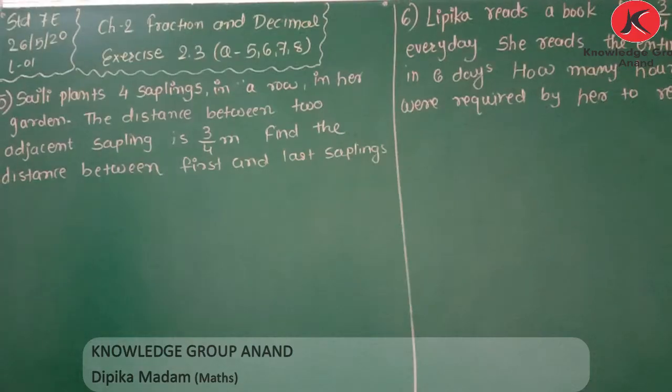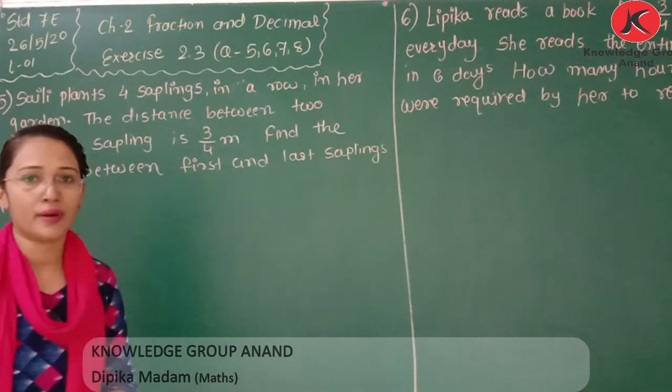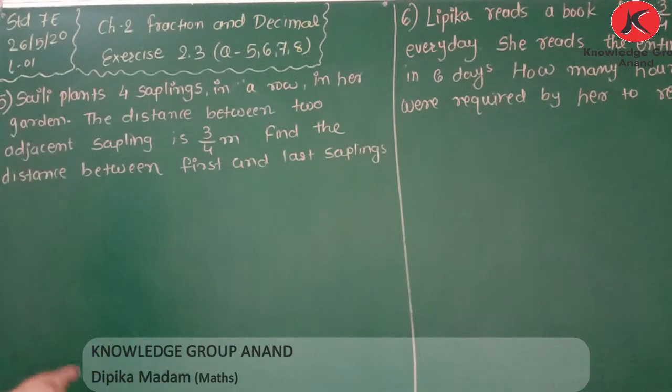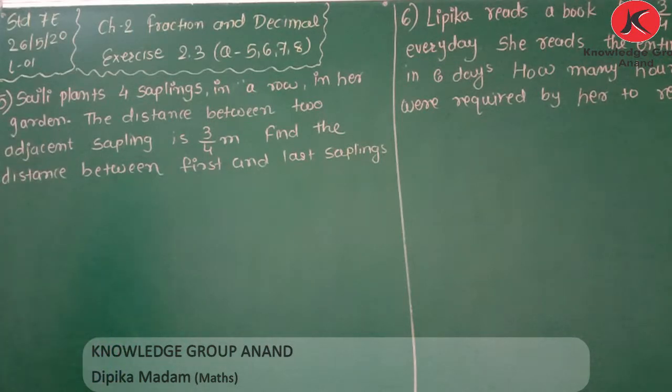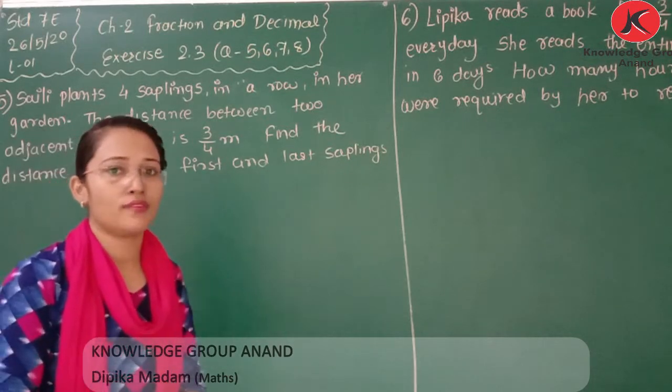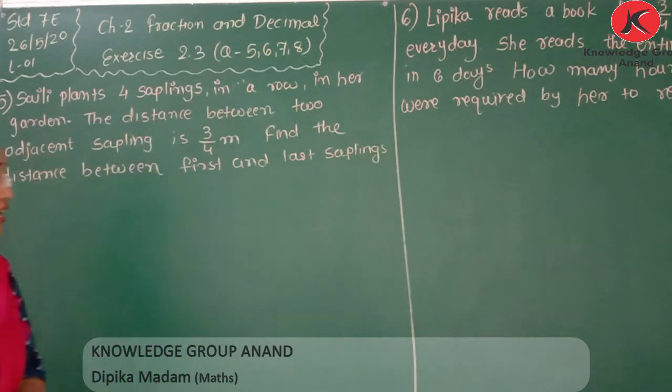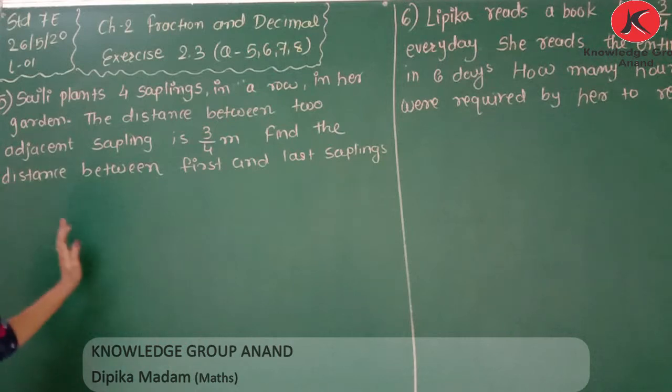Welcome back, friends. Yesterday we solved some examples related to multiplication of fraction by fraction and fraction with the whole number. We already solved examples 1 to 4 in exercise 2.3. Now we will continue exercise 2.3 with examples 5, 6, 7 and 8.